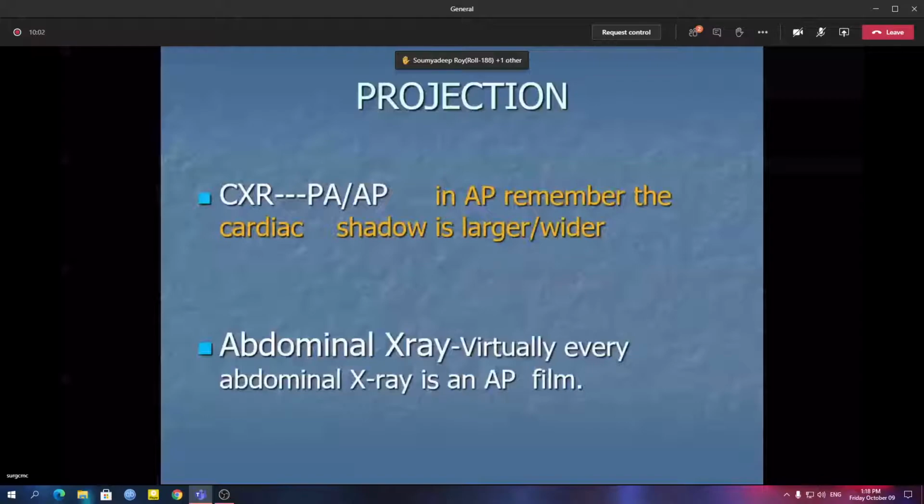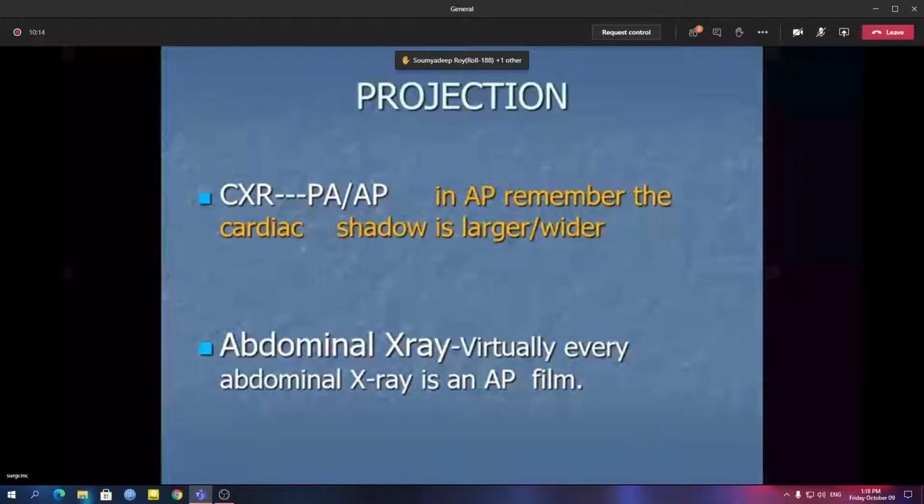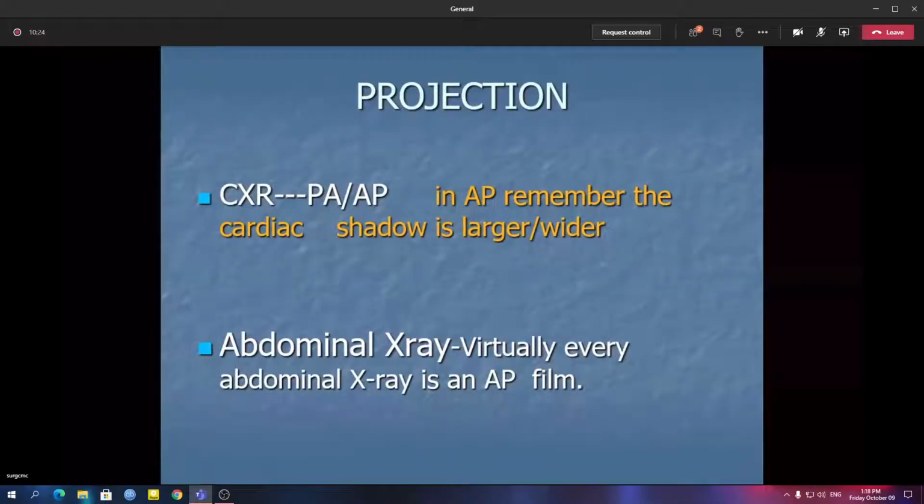And in AP view, how to understand what is an AP view X-ray in chest X-ray? You can see the cardiac shadow, which is much more larger because the rays are coming from front. So ultimately, the projection of the rays, I mean the opacity behind on the plate is much more wider and larger. So if you get a hugely large heart on X-ray, please check whether it's a PA or AP view.